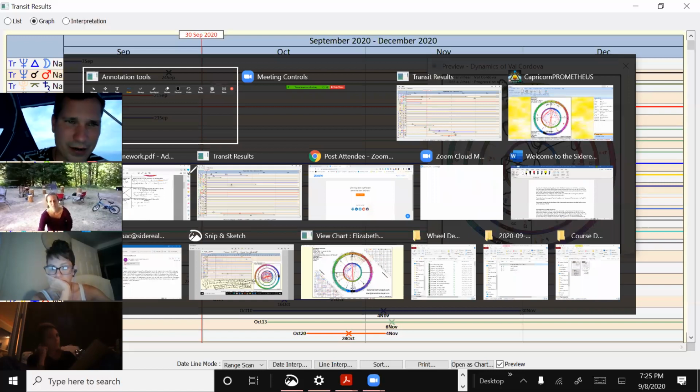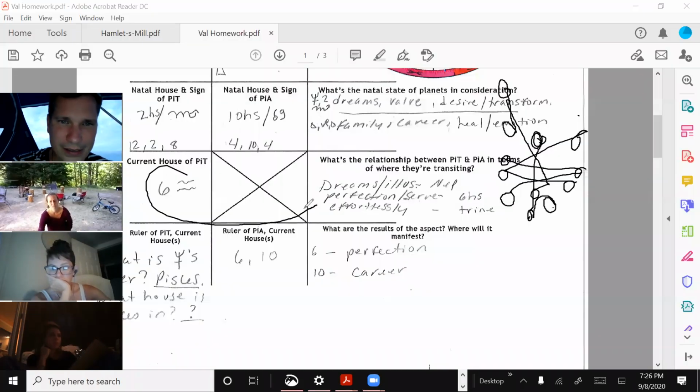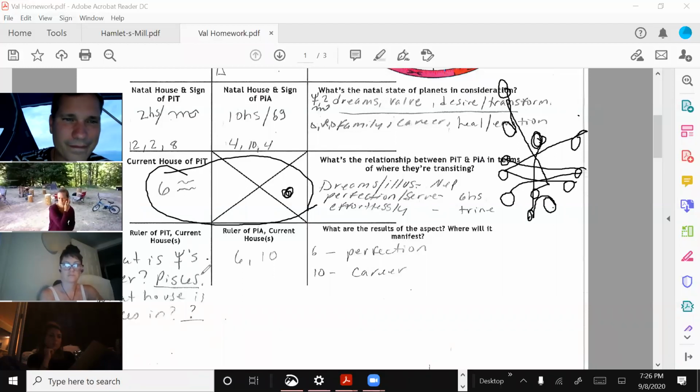For this area here, this... Are you there? I can't see the... okay, here. Yeah, so current house of planet in transit, right? Yeah. That's that. And then the one below that, what you're looking at is the planet, the sign it rules, and the house it's in. So it would be the same answer, 6 and 7. Yeah, exactly. That's exactly what we're getting at.